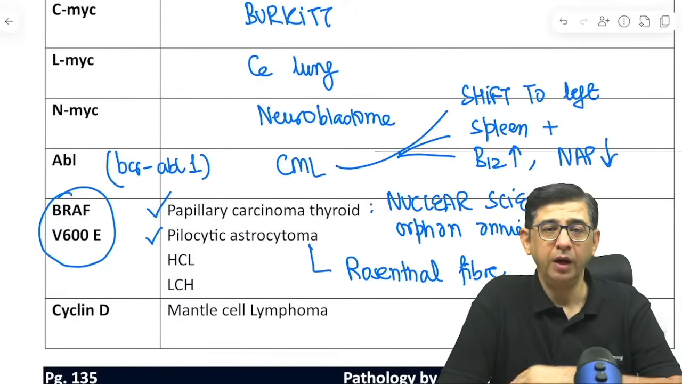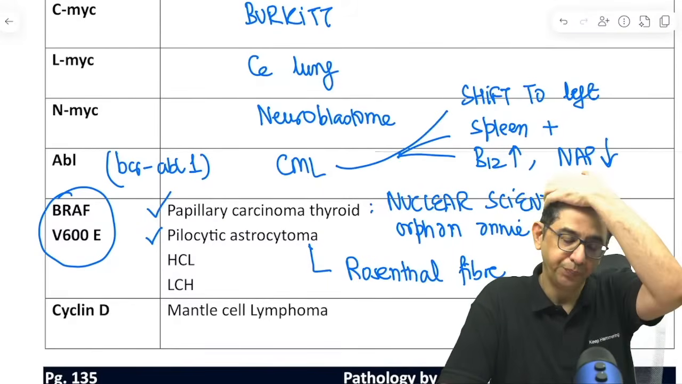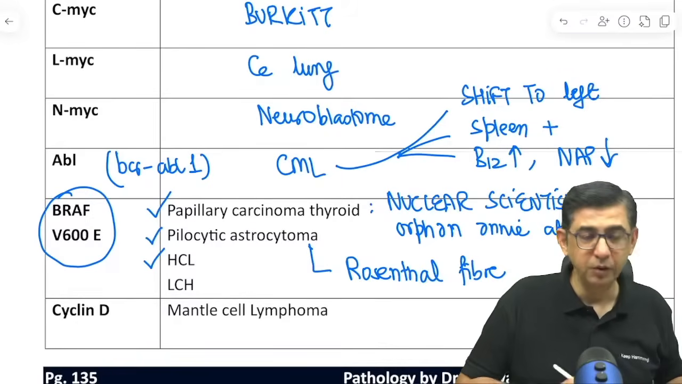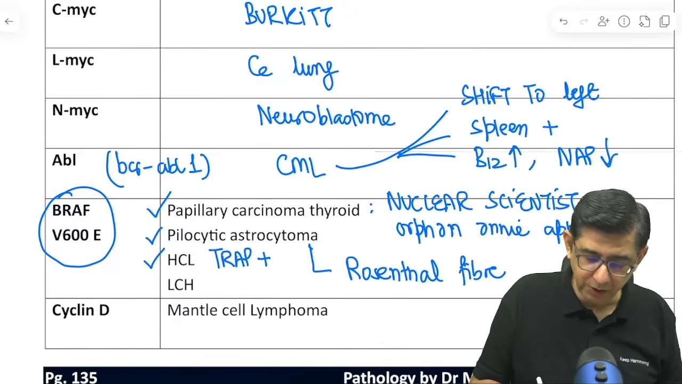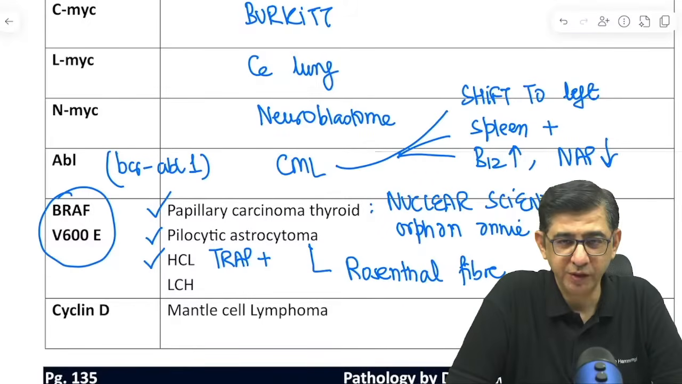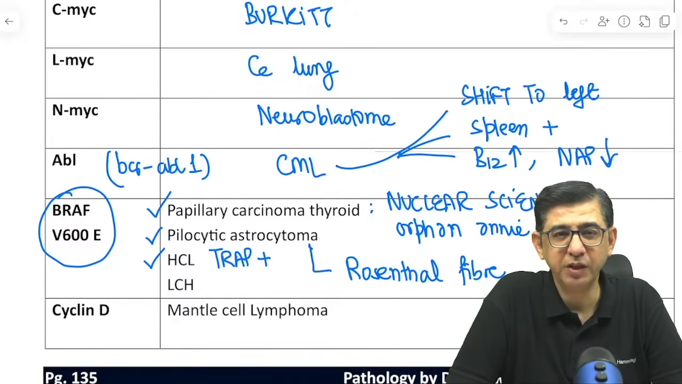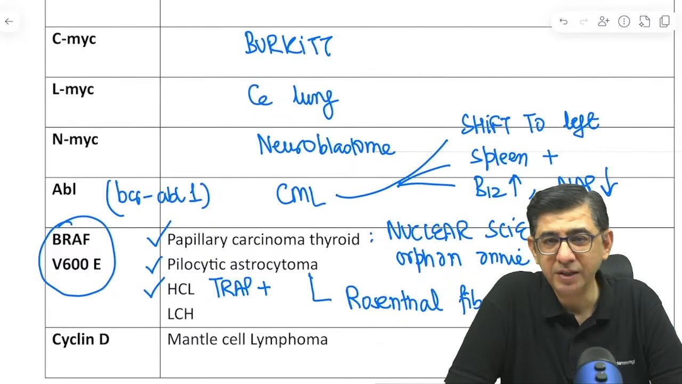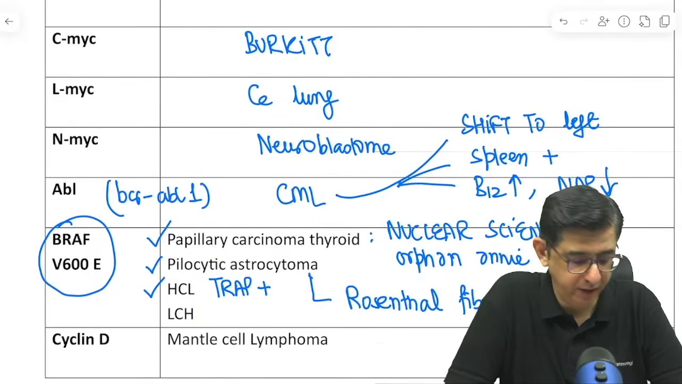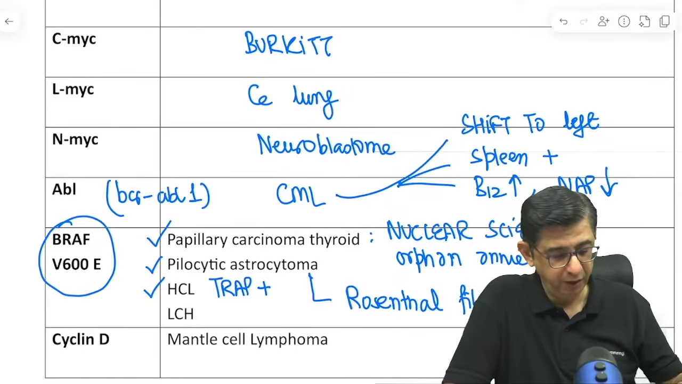Then would be hairy cell leukemia, HCL, where TRAP positivity is given. The usual question will say TRAP positive cells, that is tartrate resistant acid phosphatase positive cells, would be present with hairy cell leukemia. And then is LCH, that is Langerhans cell histiocytosis. For the Langerhans cells, we'll be speaking about it even subsequently.